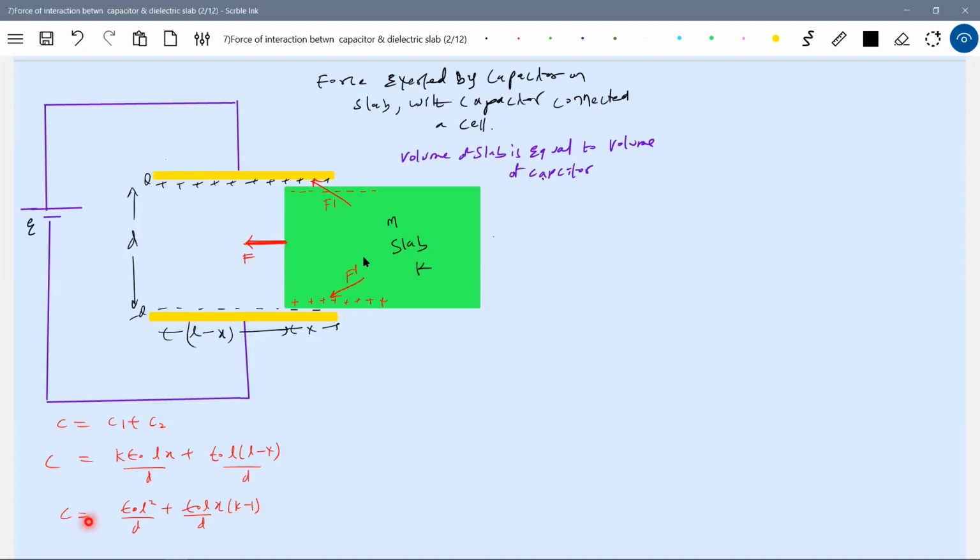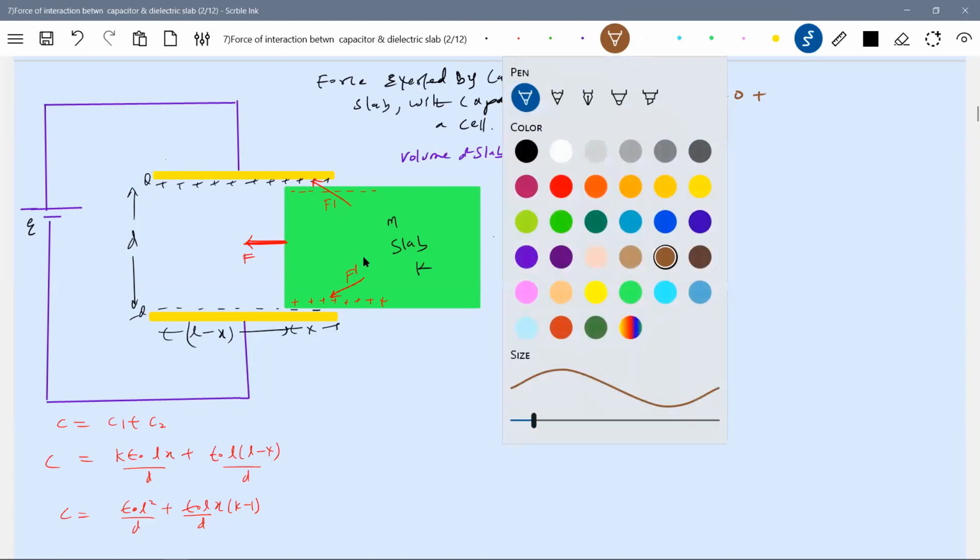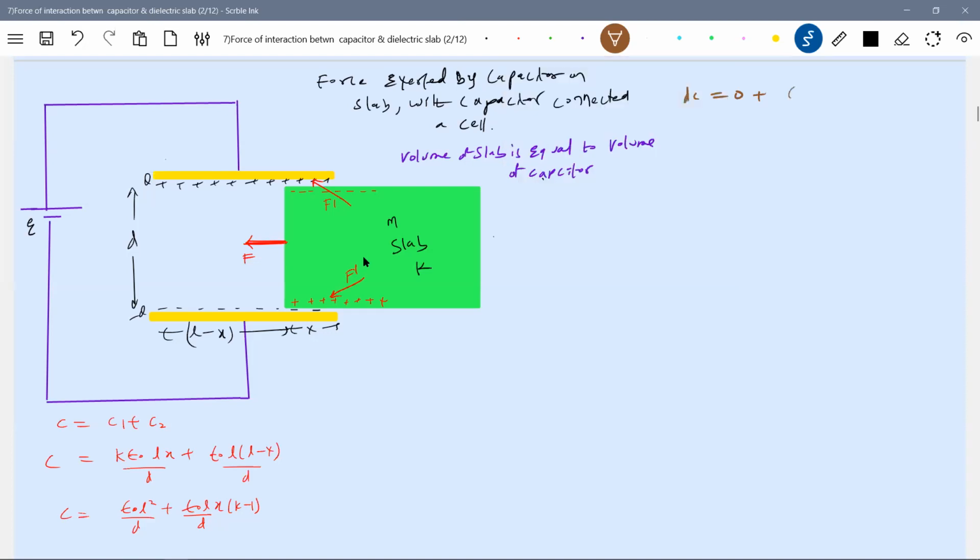Okay, let me differentiate this. dC is equal to 0 plus epsilon naught L d x (K minus 1) divided by d, or the change in capacitance is equal to epsilon naught L (K minus 1) dx by d. So this is the change in capacitance.